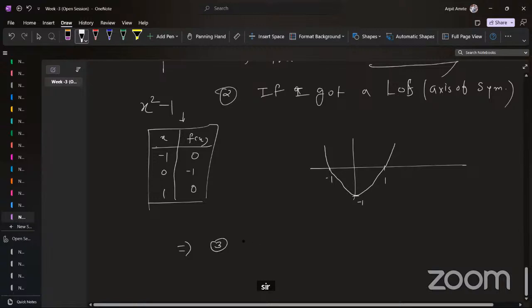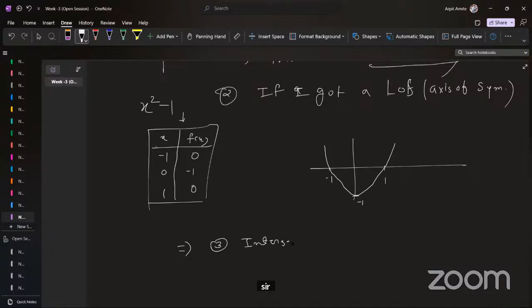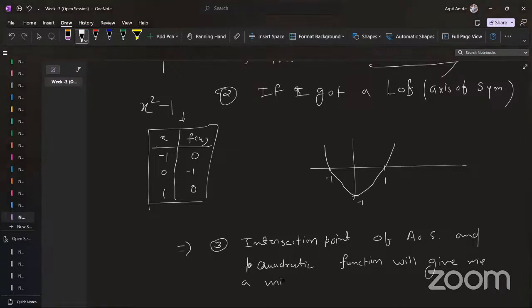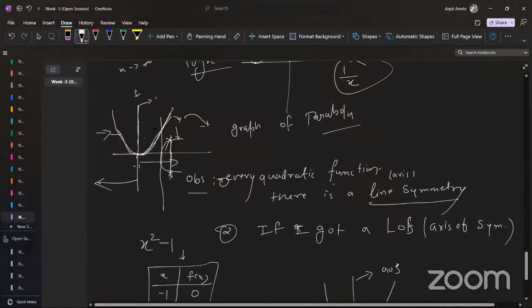Now, the third observation is that the intersection point of your axis of symmetry and the parabola, or your quadratic function, is called the vertex. It will give me a minimum or maximum value of the function f. In this case, this is your axis of symmetry.